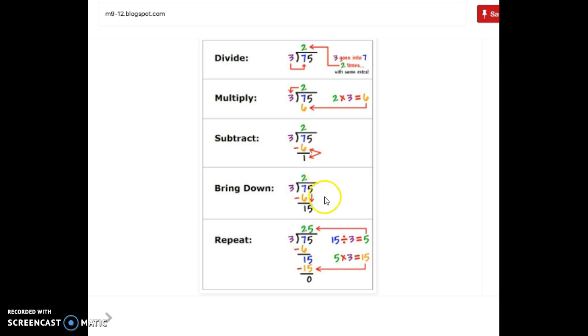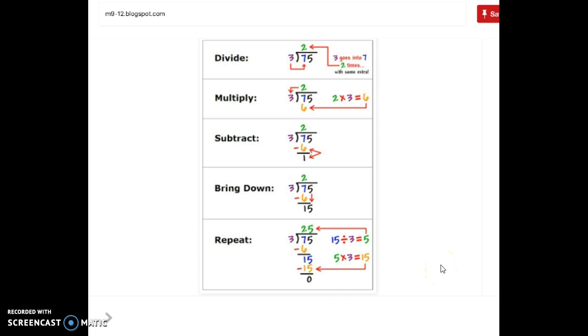And then our next step is, let's look below, we're going to multiply 3 times the 5 that we just put up, because that's how many times 3 goes into the 15 that we got down here. And then we're going to put that 15, 3 times 5 equals this 15. So 15 minus 15 equals 0.